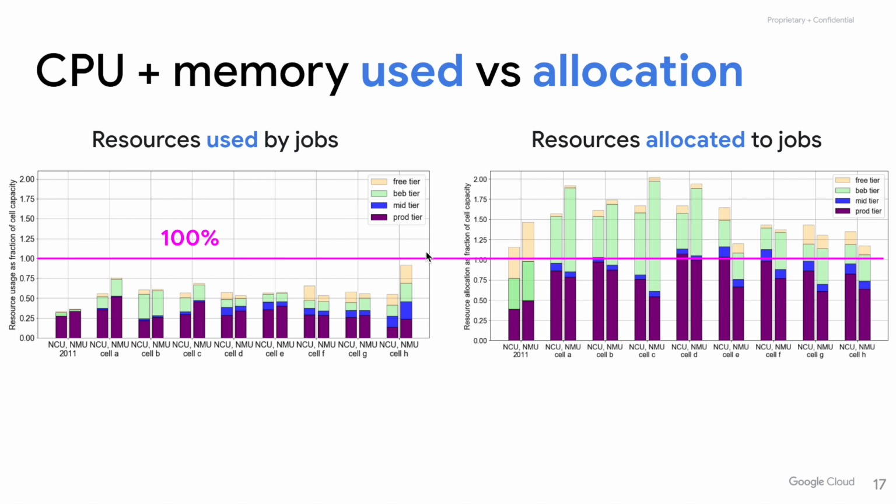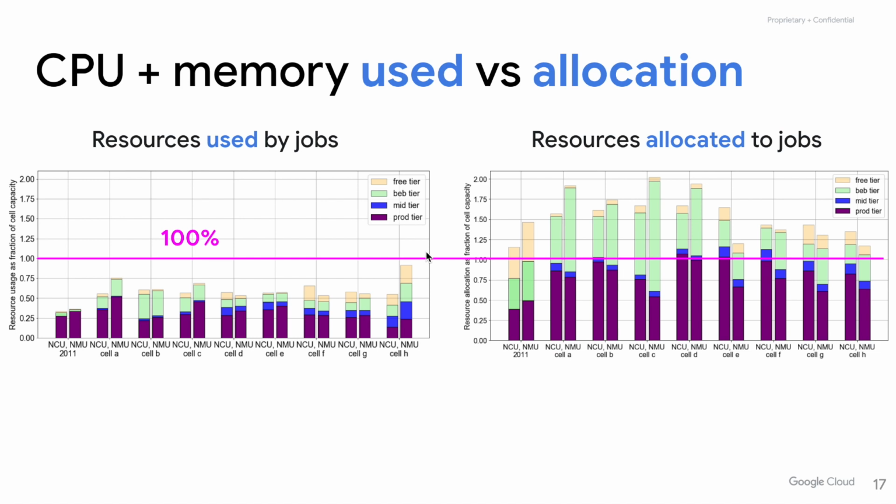Take a close look at the 100% capacity line that is spread across the middle of both of these plots. If you notice from the allocation plot, Borg is oversubscribing a lot more aggressively in 2019 as compared to 2011. However, if you look at the resources used by jobs from the plot on the left, you'll see that jobs are still not reaching the capacity of the cell. In other words, jobs really do ask for more resources than they use.